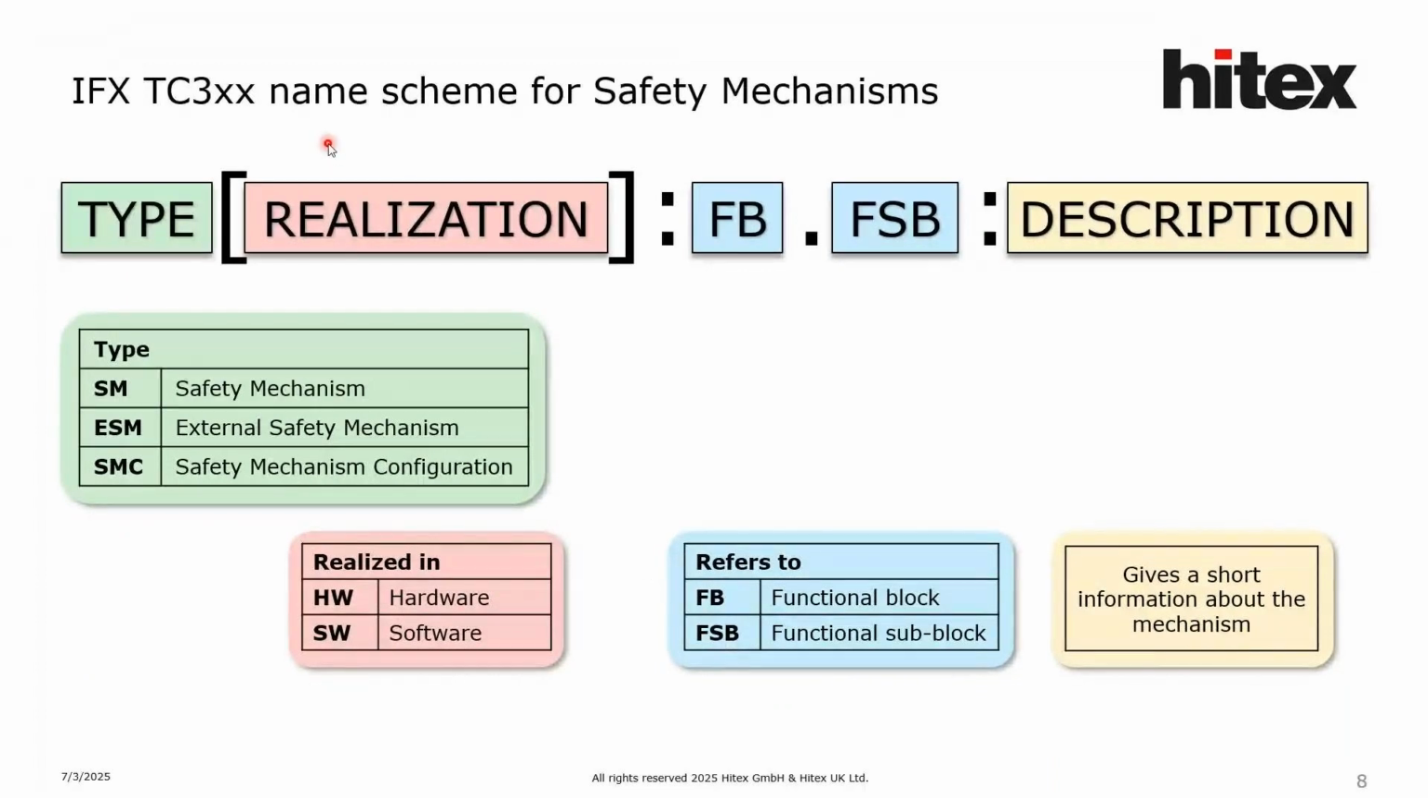To be able to read the different assumptions of use or safety mechanisms, the Infineon name scheme helps everyone to understand directly what the goal or target of a safety manual entry is. So the first block states the type of the safety manual entry: a safety mechanism, an external safety mechanism, or a configuration. In the rectangular brackets, the kind of realization is stated, in hardware or in software. Then, highlighted in blue, are the addressed functional block or functional sub-block. And at the end, a brief description highlights the topic.